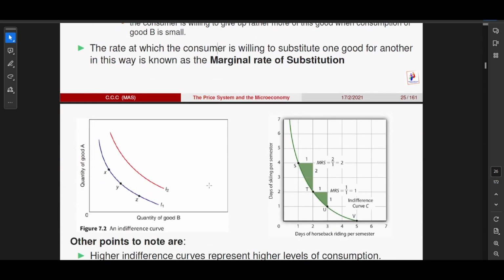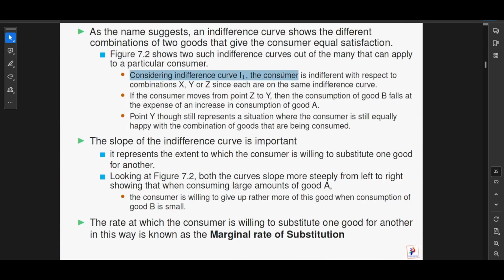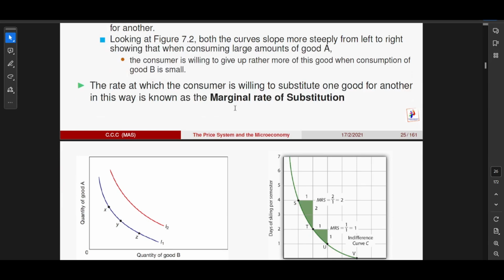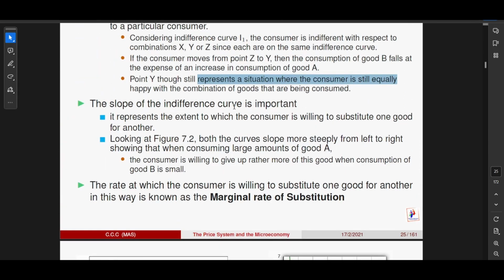So this is the situation that we have right here. It's saying, considering indifference curve I1, the consumer is indifferent with respect to the combination of X, Y, and Z, since they are each on the same indifference curve. If the consumer moves from point Y to Z, then the consumption of good B falls at the expense of an increase in good A. Point Y, though, still represents a situation where the consumer is equally happy with the combination of goods. So what are we saying?